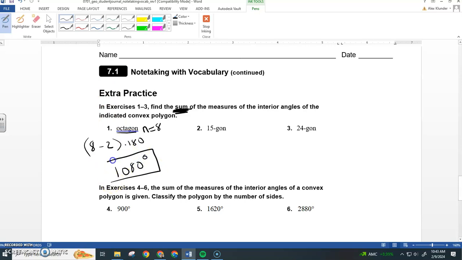I know that the total sum of an octagon would be 1,080 degrees. Why don't you try 15 and 24? I'm going to pause the video and then tell you the answers.